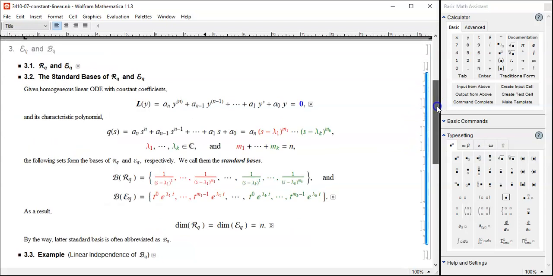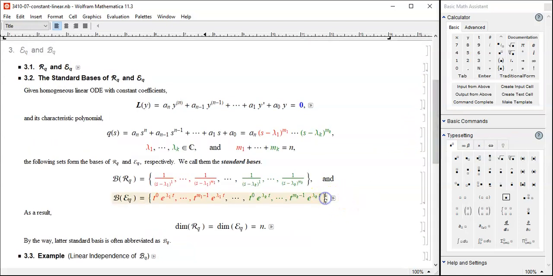Now, how do we analyze it? The main tool here is this one, the standard basis or the standard basis functions. It turns out B of EQ, defined like this, is a basis of this linear space EQ, and thus it generates everything in EQ, and also these are linearly independent.